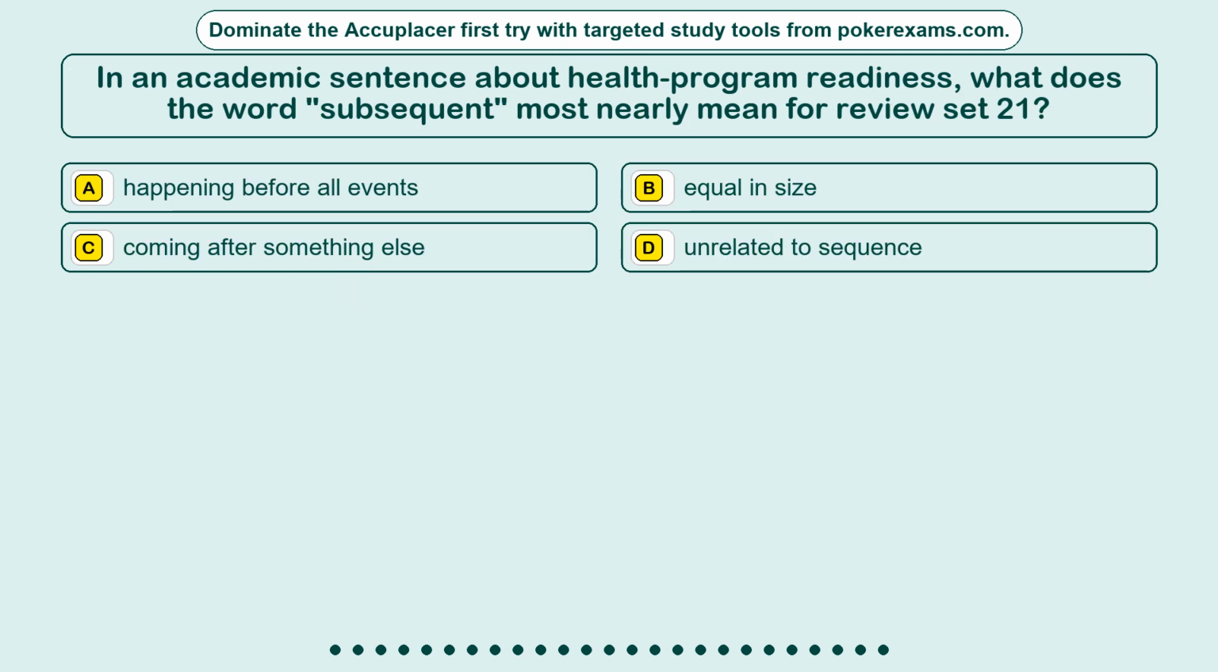Question 15. In an academic sentence about health program readiness, what does the word subsequent most nearly mean for review set 21? Option A, happening before all events. Option B, equal in size. Option C, coming after something else. Option D, unrelated to sequence.